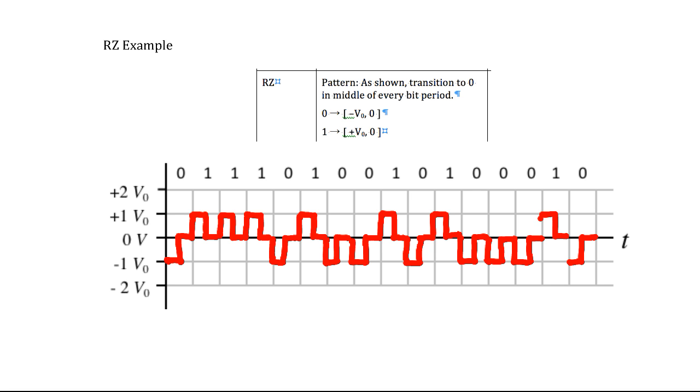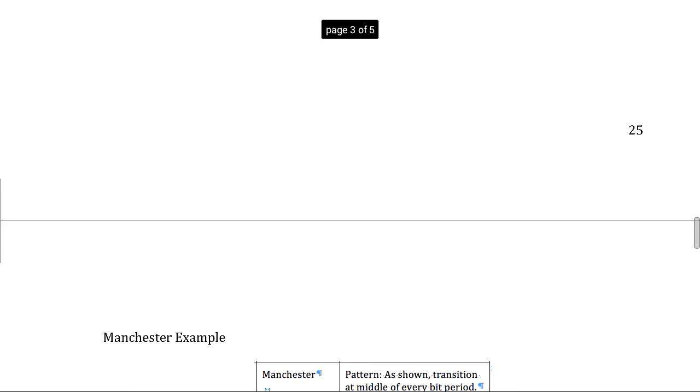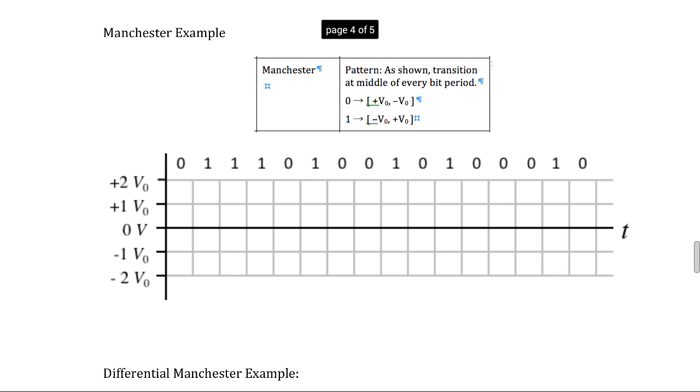This is the waveform that's produced from that bit pattern. Okay. Hope that's clear. Next, Manchester. In Manchester, we have the pattern as shown. There's a transition in the middle of every bit period, just like the previous one.